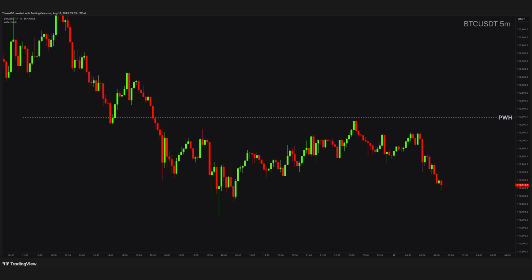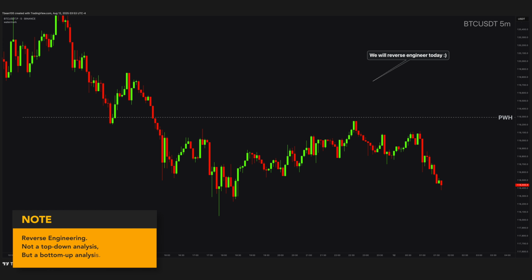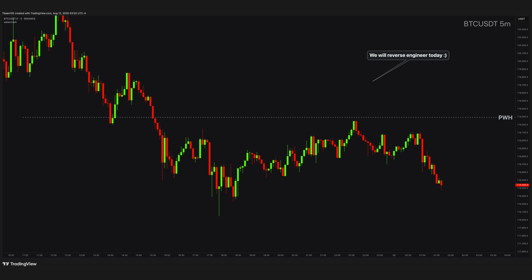Let's talk about a couple of price action concepts in a simple and clear way. We will be doing a type of reverse engineering today, which is a little different than usual. Basically, we will not be doing a standard top-down analysis, but instead, we will focus on a down-to-top style of analysis that slowly builds a bigger picture.